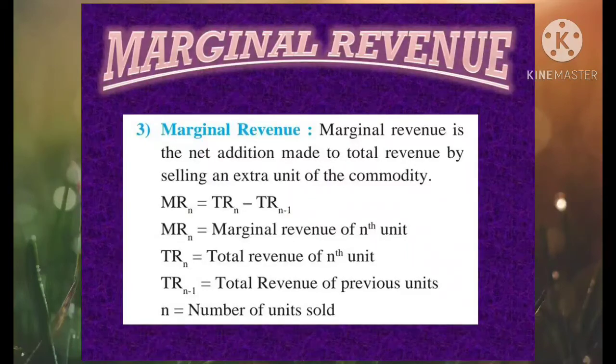where MRn stands for Marginal Revenue of nth unit. TRn stands for Total Revenue of nth unit. TRn minus 1 stands for Total Revenue of previous unit. And n stands for number of units sold.